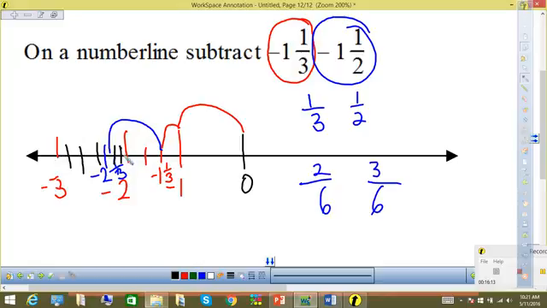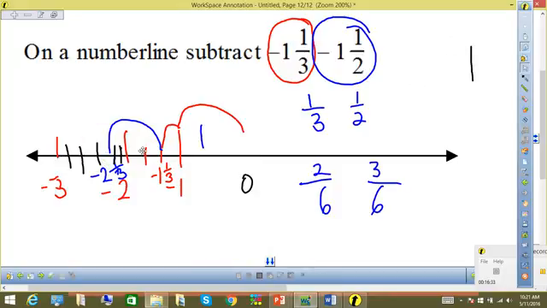So from here, right now I'm at negative 2 and 1/3. Let's see, 1, 2, 3, 4, 5, 6. So I'm going to use this one as my negative 2 and 1/3. Hold on, I'm going to use this one. All right, so I'm right there, and I need to take 3 sixes that way. So from here I go 1, 2, 3. Where do I land, guys? Where am I at? Negative 2 and 1/6.